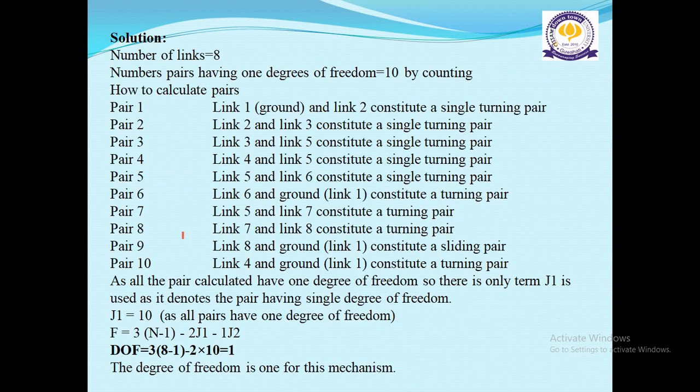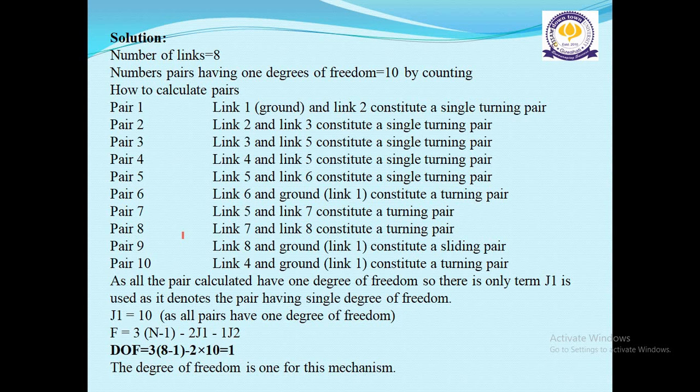Here is the solution. In total in the figure we have seen that the number of links is equal to 8. The number of pairs having 1 degree of freedom is equal to 10 by counting. Now let's see how to calculate the pairs. Pair 1, link 1 ground and link 2 constitute a single turning pair. Pair 2, link 2 and link 3 constitute a single turning pair. Pair 3, link 3 and link 5 constitute a single turning pair. Pair 4, link 4 and link 5 constitute a single turning pair. Pair 5, link 5 and link 6 constitute a single turning pair.